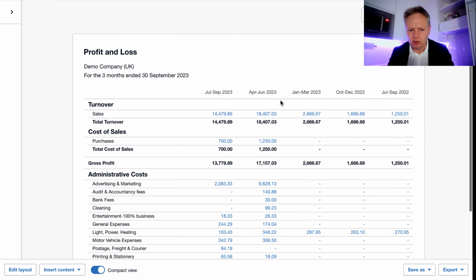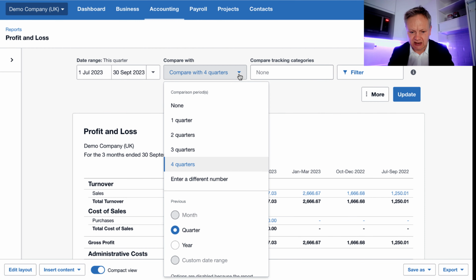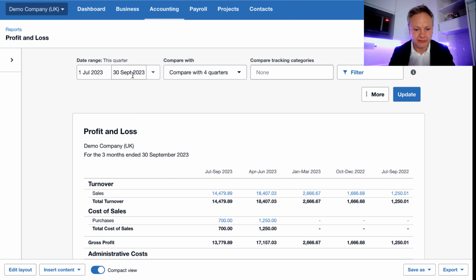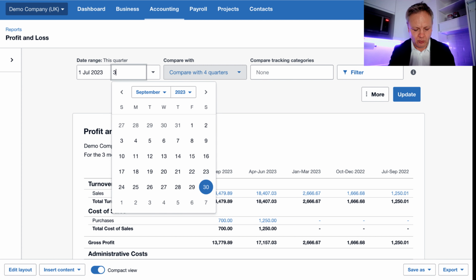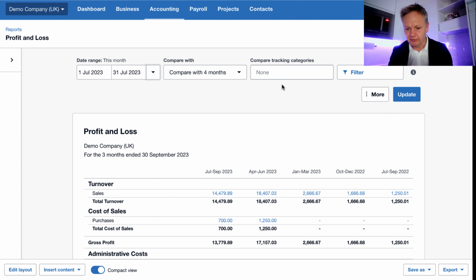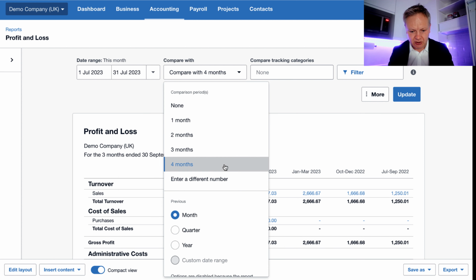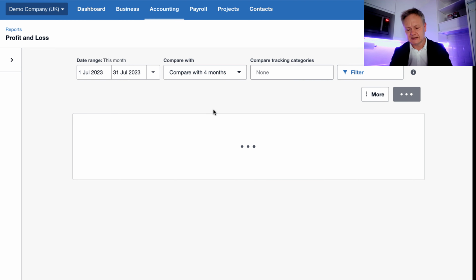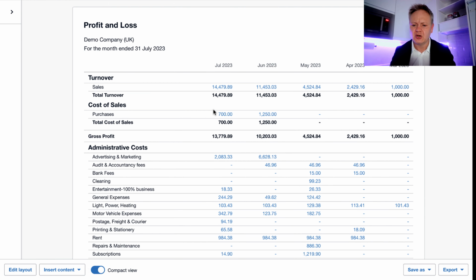I've done this for a quarter, but you know what, if I just change that to a month, for instance, then that might be another way of showing you how this all works rather beautifully, if you don't mind me saying. And so I'm going to compare it to 4 months, update that, and away I go. So you got the gist. You could change the comparisons.